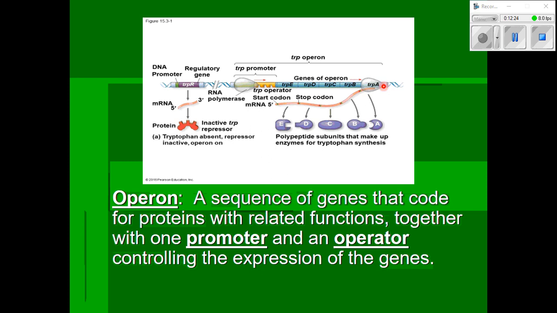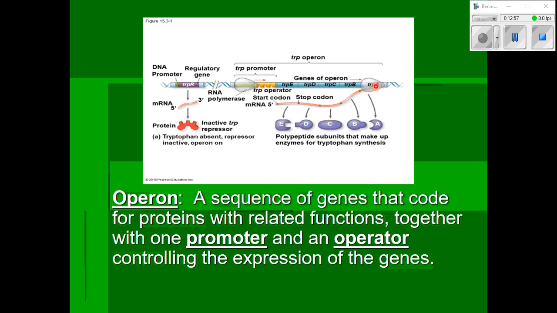Now, in a eukaryotic cell, there's one promoter for each individual gene. Each gene has its own promoter. Notice that is not the case in bacteria. We have one, two, three, four, five different genes here, and there's one promoter for this whole operon, one promoter for all five genes. So basically, the cell is either going to transcribe all five genes or none of them.